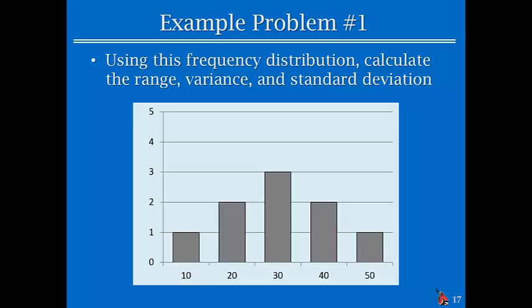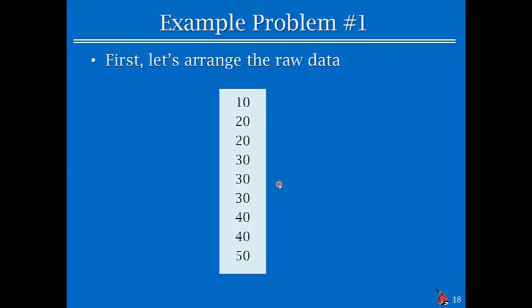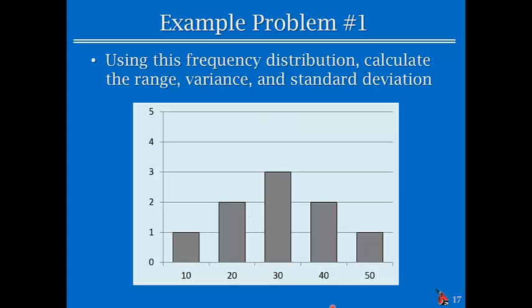So, since we know what a frequency distribution is, we can create our raw data. On the x-axis, we have our different raw values. So we have 10s, 20s, 30s, 40s, and 50s. And we can see in our data set there is one value of 10, two values of 20, 3 values of 30, etc. So if we were going to arrange our raw data, it would look exactly like this. So we have 1 score of 10, 2 of 20, 3 of 30, 2 of 40, and 1 of 50. Because again, that's what our frequency distribution reflects.